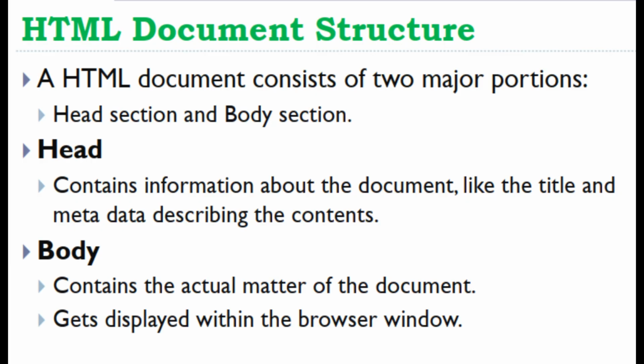HTML document structure. An HTML document consists of two major portions: head section and body section. Head contains information about the document, like the title and metadata describing the contents. Body contains the actual matter of the document, which gets displayed within the browser window.